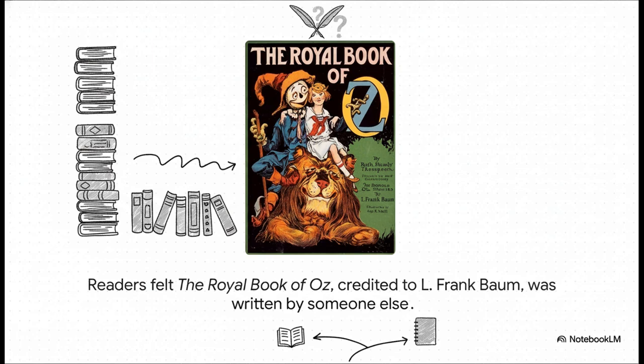So you know the Oz books. The original author, L. Frank Baum, passed away. The publisher hired a new writer, Ruth Plumley Thompson, to continue the series. But the very last book credited to Baum, The Royal Book of Oz, it felt different. For years, dedicated readers suspected Thompson had secretly written it.